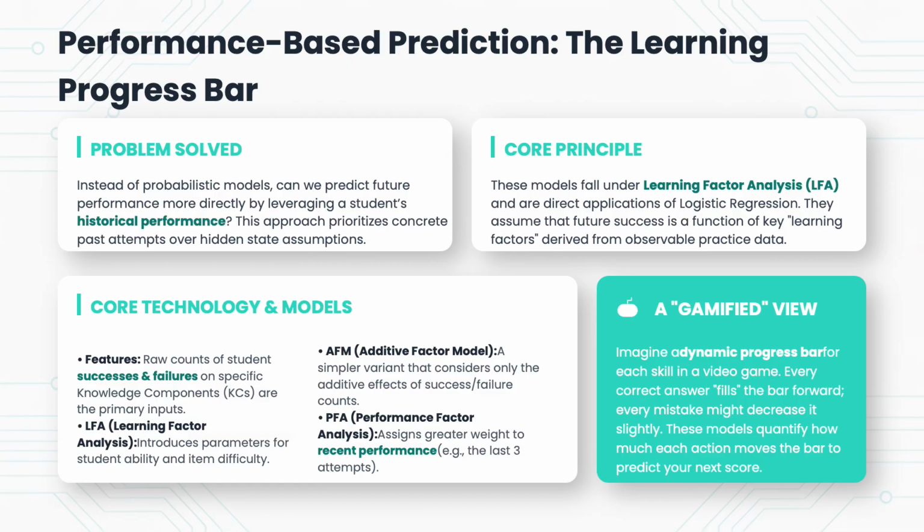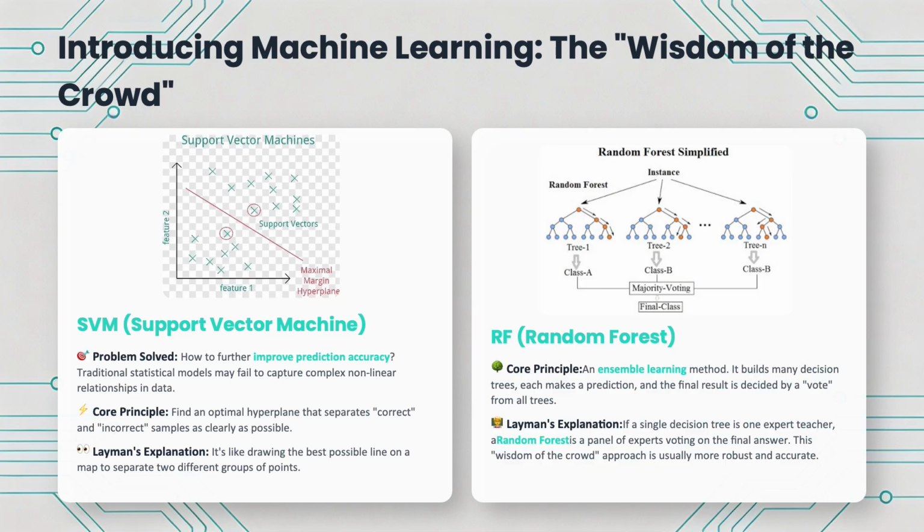Think of it like a learning progress bar in a video game. Each success fills the bar a little more. Each failure might empty it a bit. These models quantify exactly how much each success or failure moves that bar, giving a direct and intuitive way to measure progress. By the 2000s, machine learning was becoming a powerful tool across many fields.